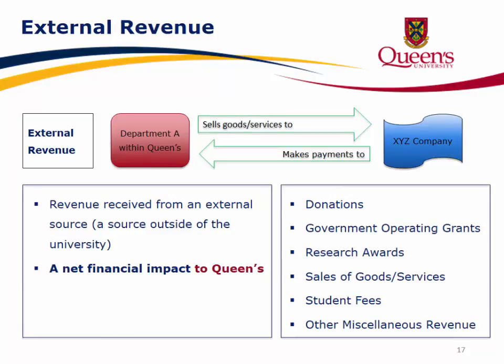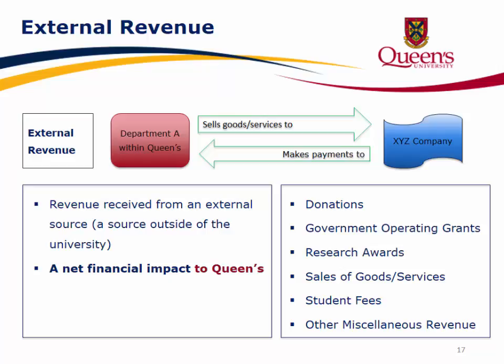External revenue, revenue received from an external source, a source outside of the university. There is a net financial impact to Queen's. Sources of external revenue include donations, money deposited and recorded by advancement services, government operating grants, most of which are received and recorded by the Planning and Budget Office, research awards, revenue which should always be received and processed by the research accounting team in financial services, sales of goods and/or services, funds received from an external source in exchange for goods and services provided by Queen's departments.